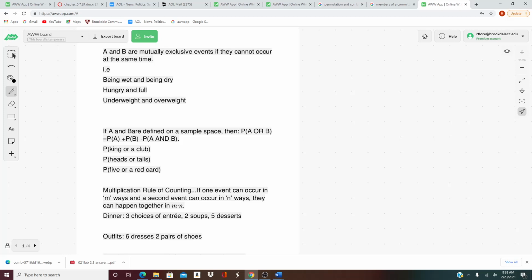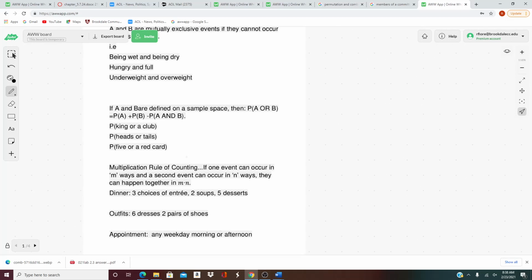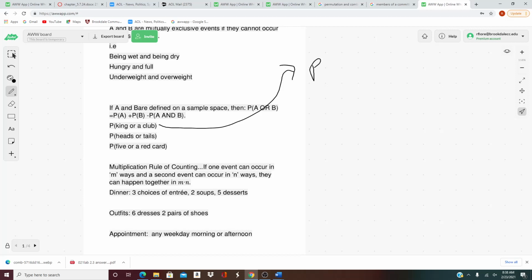If A and B are defined on the sample space, then the probability of A or B is equal to the probability of A plus the probability of B minus the probability of A and B occurring. Let's start out by looking at the probability of a king or a club. That would be the probability of a king plus the probability of a club minus the probability that it's the king of clubs, or a king and a club, however you like to say it.